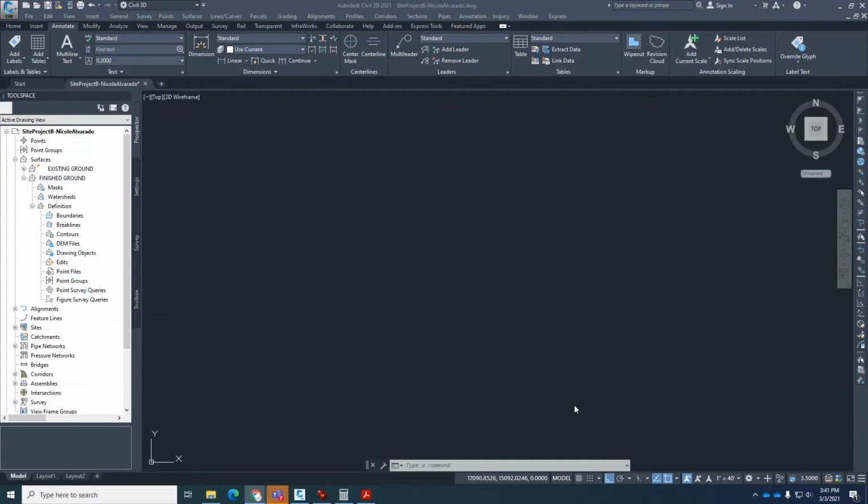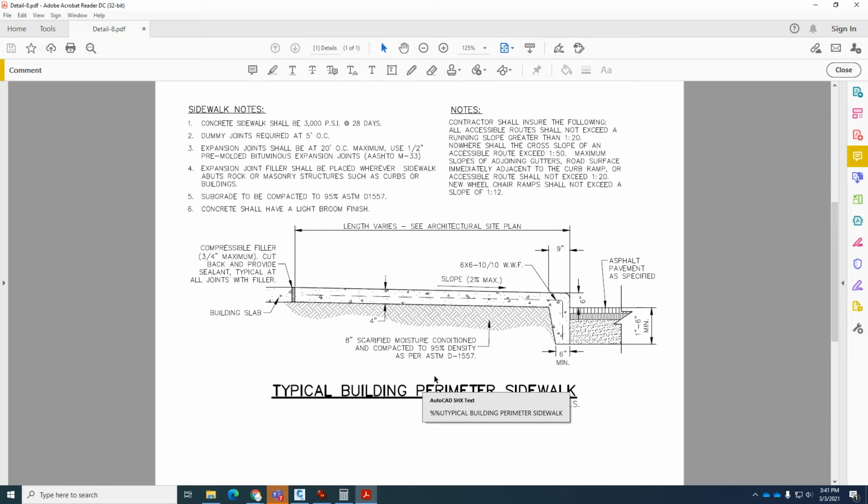Okay, Joanne, that's actually a very good question. Looking at your detail, it looks like you got detail number 8. You're asking about the slope at 2% max. Okay, to draw the slope now, I'm going to show you a little bit more on this one in particular, and that's okay. That's kind of a cool question.